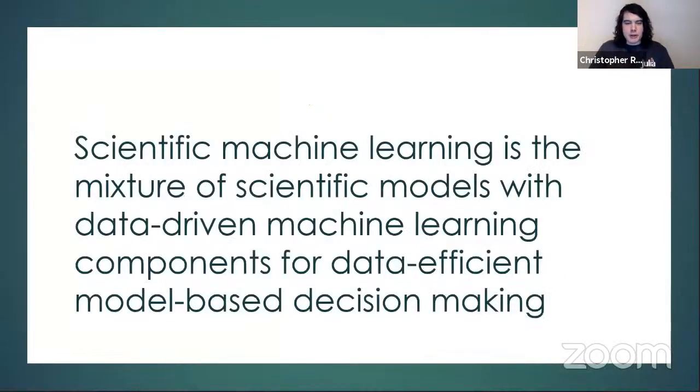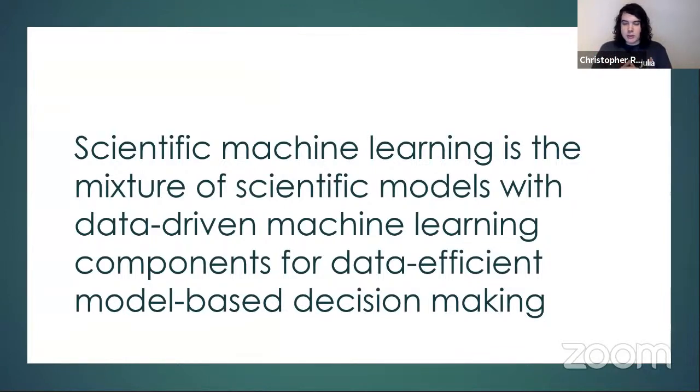So let's just get right into this and talk about what is scientific machine learning. The best definition I can come up with is that scientific machine learning is the mixture of scientific models, usually things like differential equations or agent-based models or these kinds of techniques, with data-driven machine learning components, so neural networks, random forests, all these types of approximators.